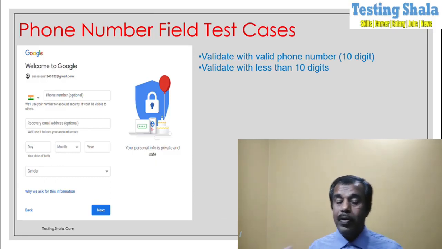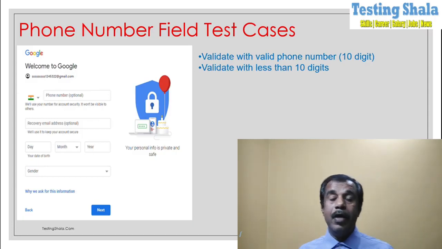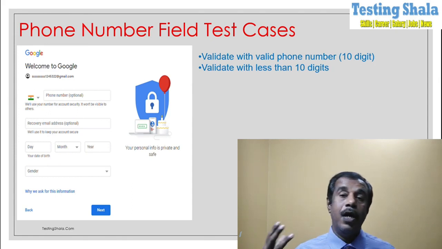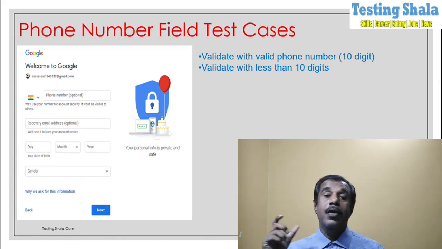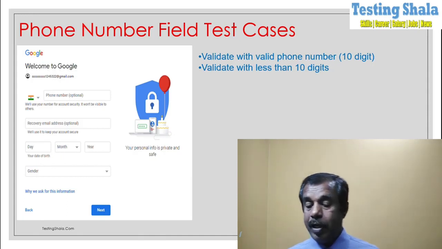Because Google also will have data from all the telecom vendors, Airtel, Vodafone. They will collect the data on how the phone numbers look and what the different combinations are in India. So Google has all that data.